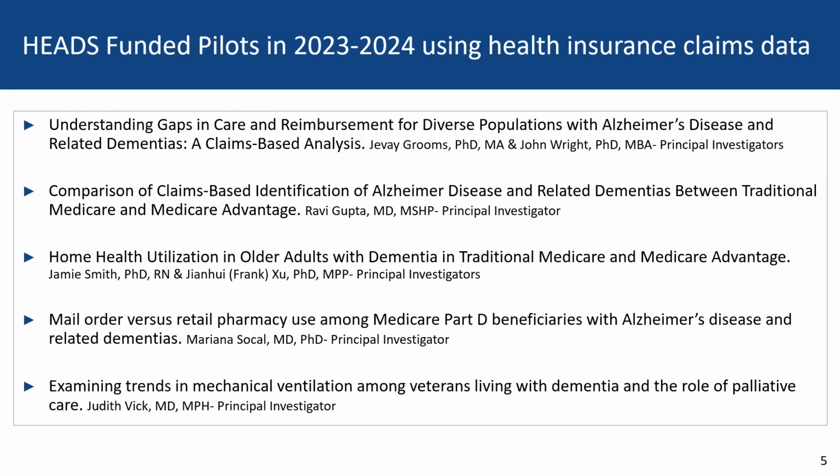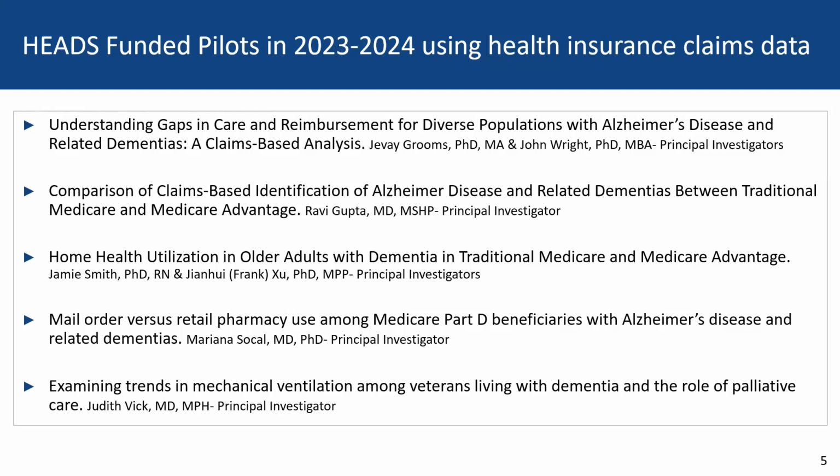Next slide, please. So, some very quick bullets on some of the projects that HEADS has funded just in the past year that use claims data. Many of the people funded through these projects are on the call. And as they can tell you, they're not all using the data we currently have available on the data enclave, but the type of work uses claims data. Number one, understanding gaps in care and reimbursement for diverse populations with Alzheimer's disease and related dementia. It's claims-based analysis using the Fair Health data. I think last month we presented on all these very quickly, so I'm just going to leave those bullets up there. There's a claims-based identification of ADRD between Medicare Advantage and traditional Medicare. Home health utilization in older adults with dementia, comparing traditional Medicare and Medicare Advantage.